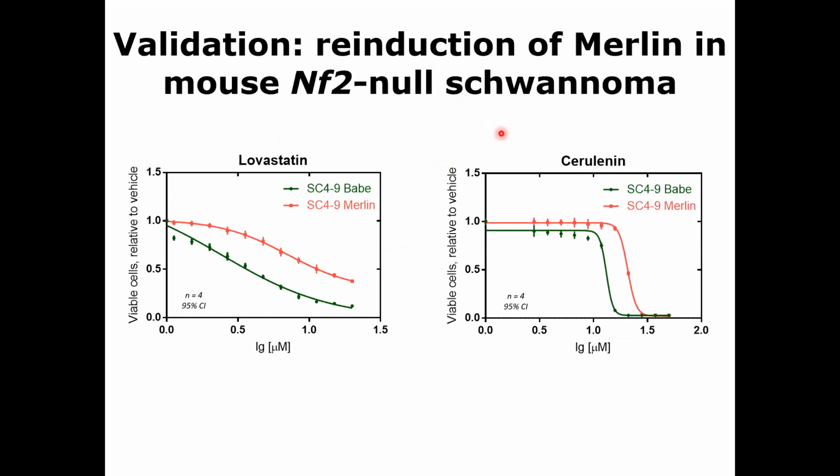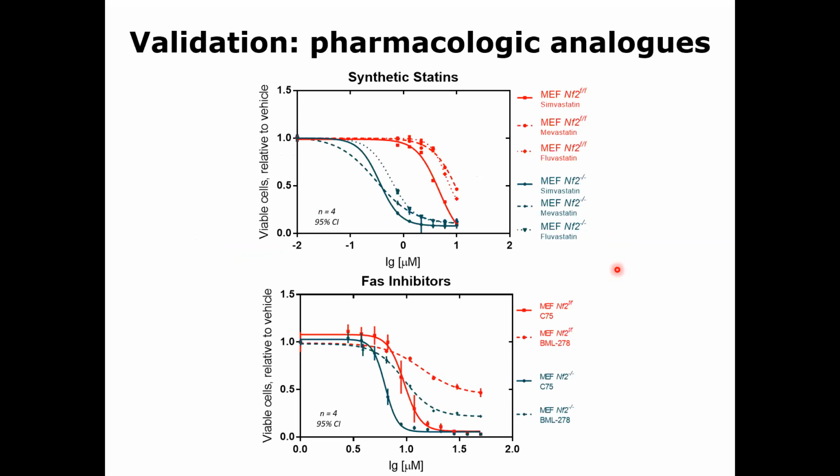And when we re-express Merlin in naturally occurring mouse schwannoma, we get the loss of vulnerability, of sensitivity to the drugs. This indicates that Merlin is definitely involved in the mechanism of action of these drugs. And pharmacological analogs also show quite nice selectivity against NF2 deficient cells.